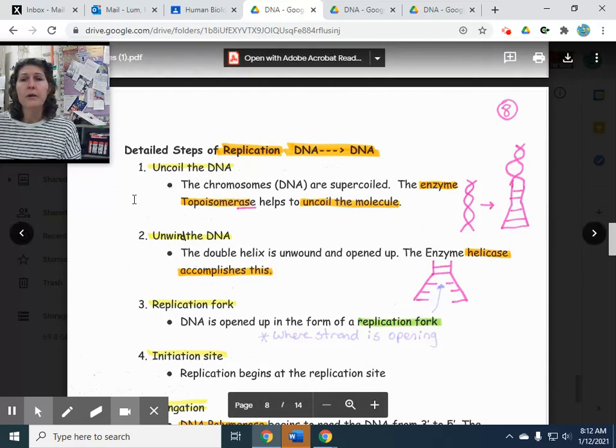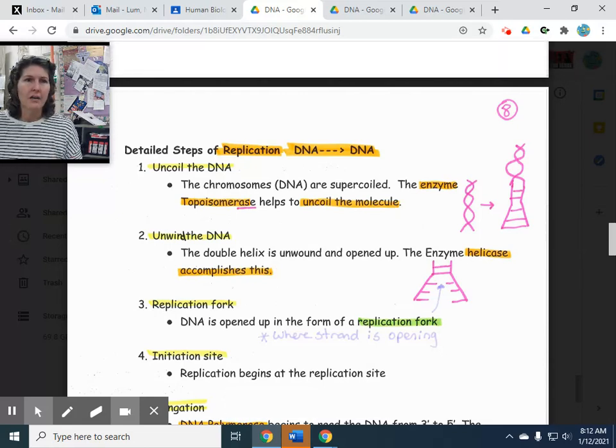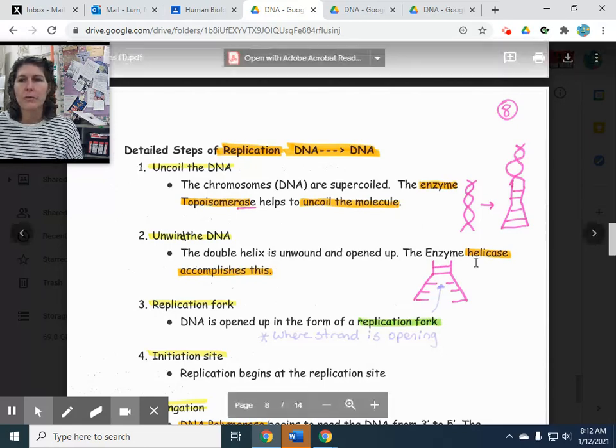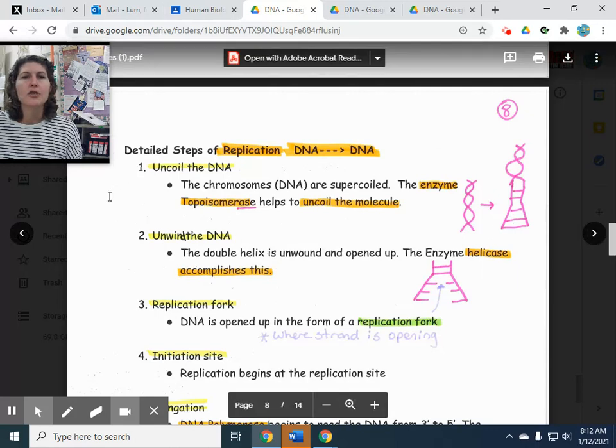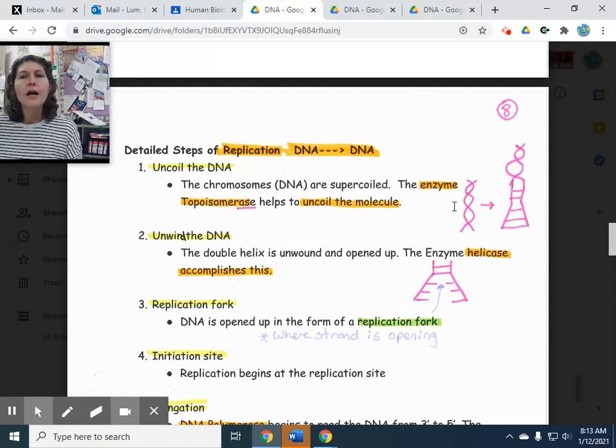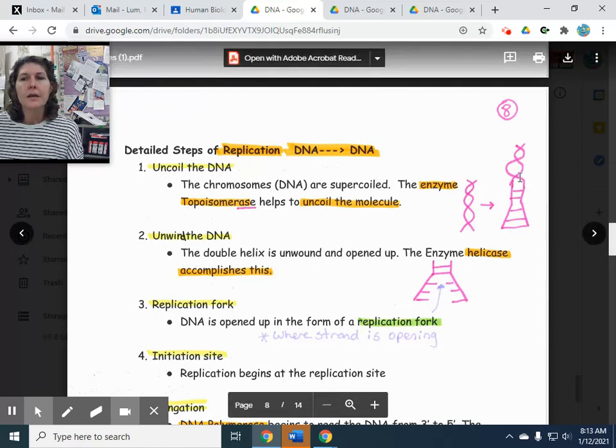So our first one, the chromosomes are supercoiled. We need to uncoil them. And the first one that's going to do this into my ladder structure is topoisomerase. And it's an ASE. So topoisomerase is going to uncoil my double helix into my ladder.